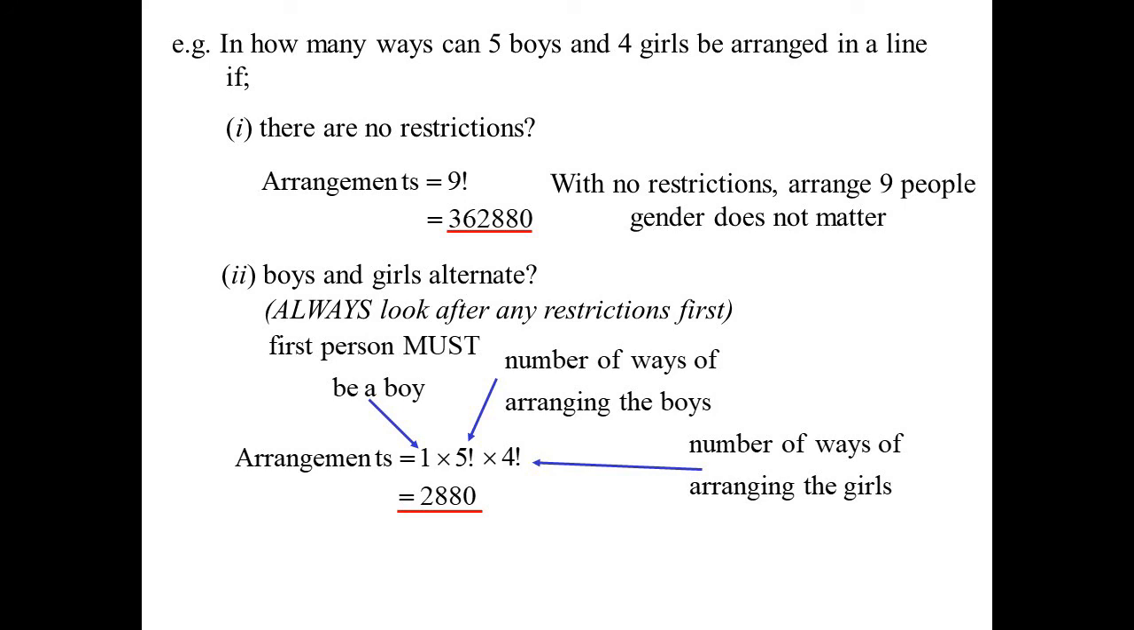So now the logical question from all of this, what's the probability that when they line up, the boys and girls alternate? Well, number in the event space over number in the sample space. 2,880 over 362,880. That's 1 in 126 ways of that happening.